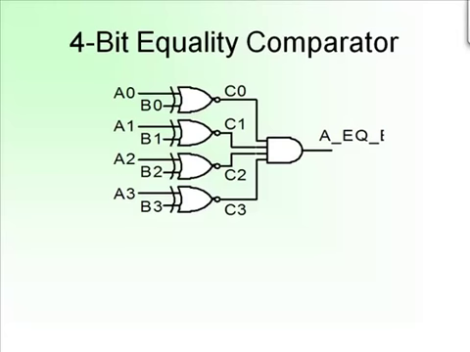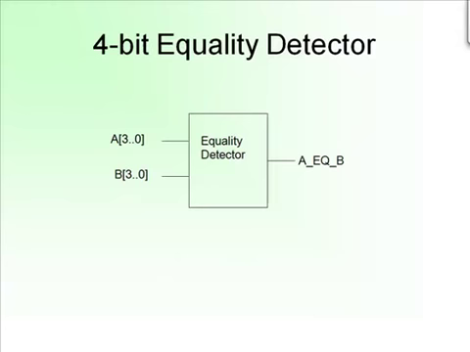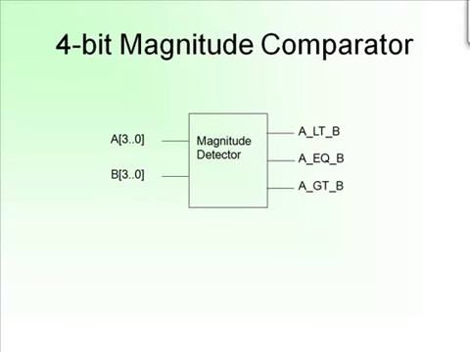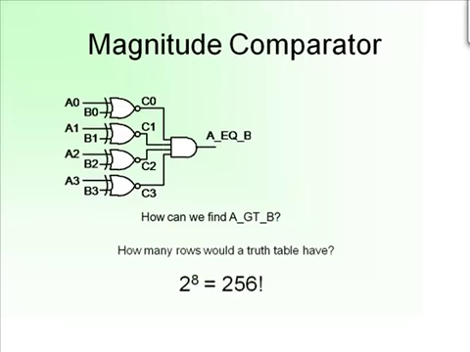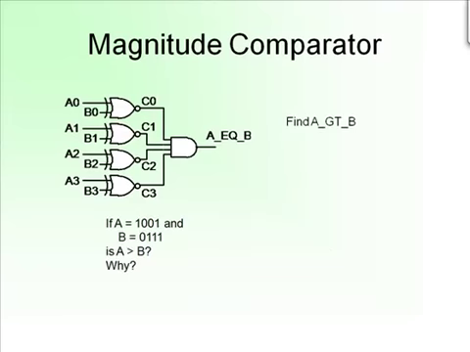There we go. So you can see the equality comparator, and of course this gets a little bit more complex as we look at the less than and greater than as well. So how can we find A greater than B? A truth table would have a lot of rows, 2 to the 8, 256 rows in here. So we don't want to use that. We don't want to use the SSI method here.